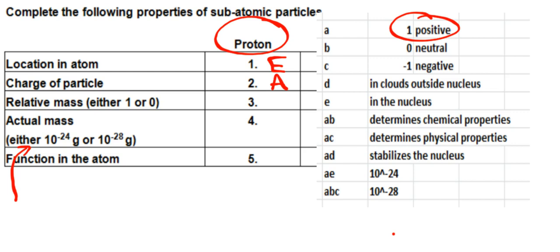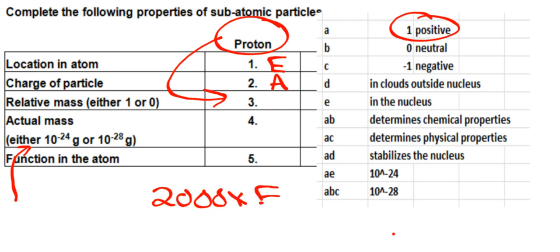All right, so the proton is massive. It's 2,000 times the mass of the electron. So we would say that this one has the mass of 1. All right, so it would be this. I guess that's confusing. They're right next to each other, but it would just be the 1. So that would also be A.